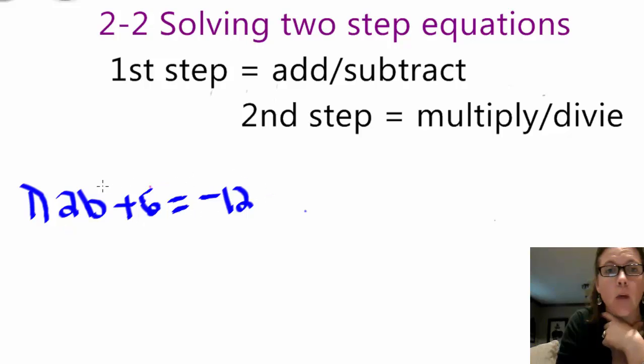So when we look at number 1, again we're just doing a lot of examples today. When you look at number 1, 2b plus 6 equals negative 12, we want to get this b all by itself. So the first thing we need to do is get rid of this plus 6. So we do the opposite. If it says plus 6, then we subtract 6.